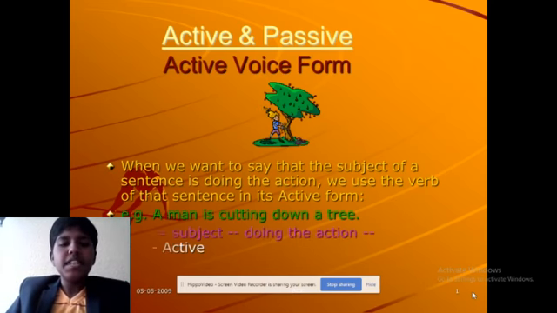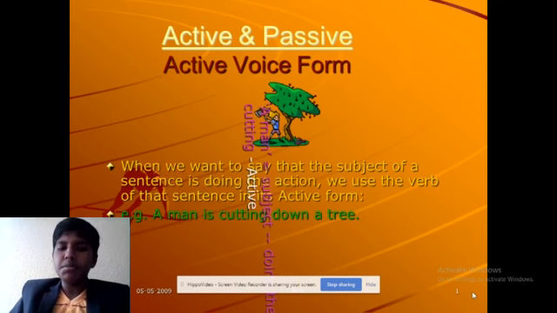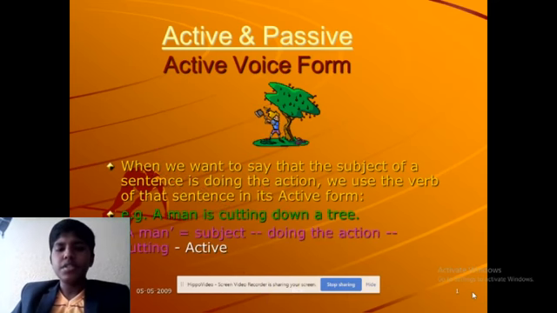So in this case, the subject of the verb is who's doing the action. Who's doing the action? The man. So he's the subject and the tree is the object. So now let's see in the passive voice.